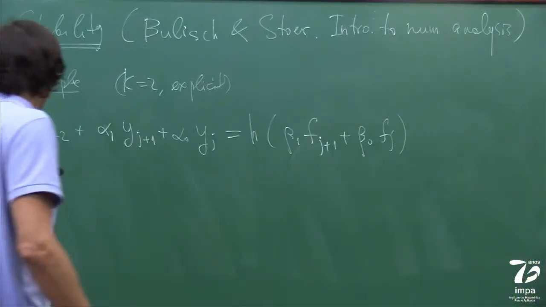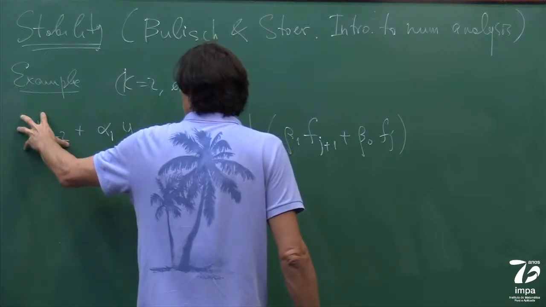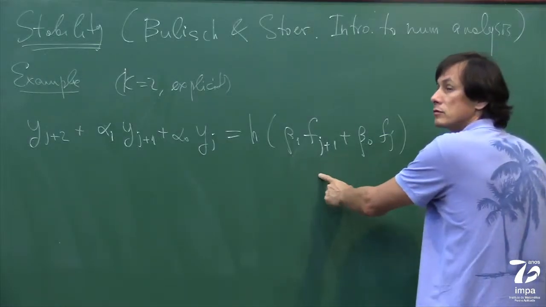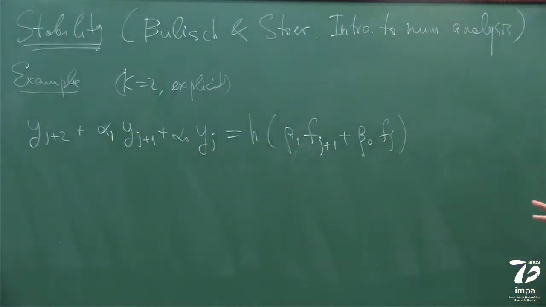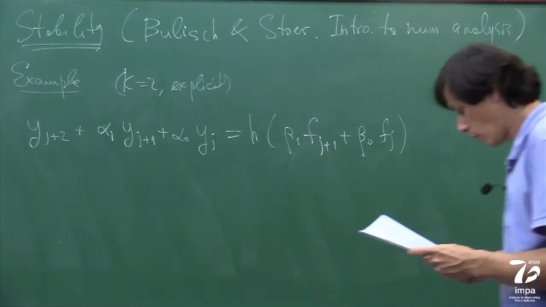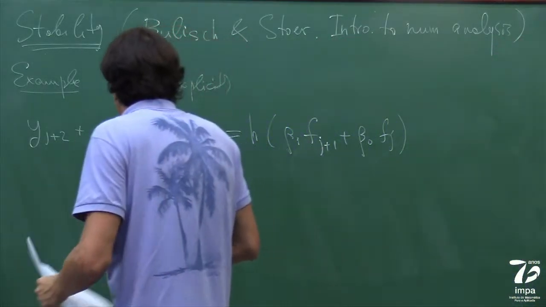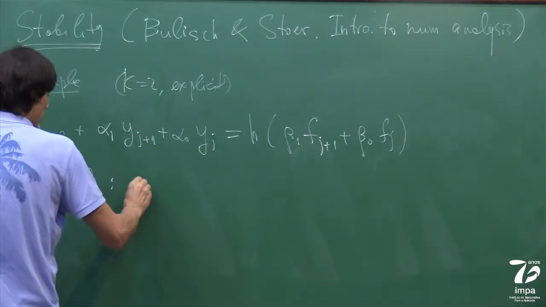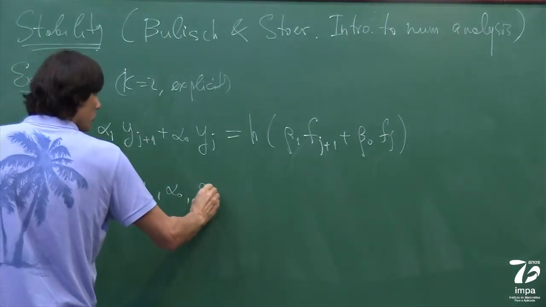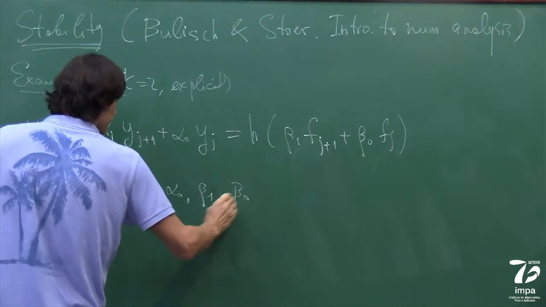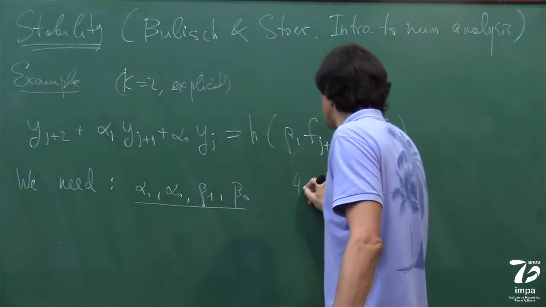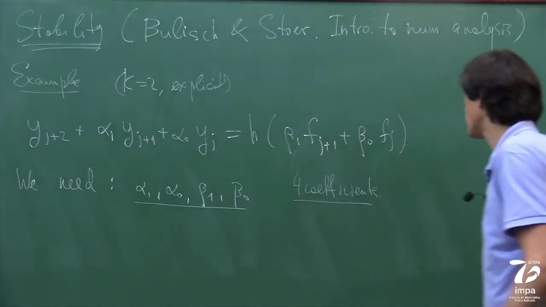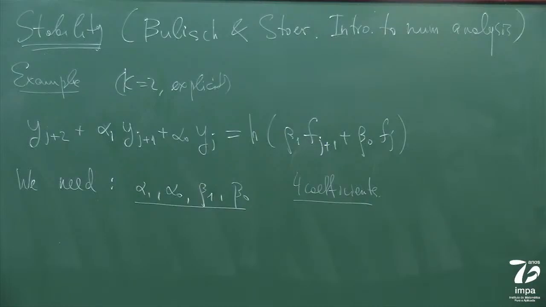So essentially, if you want to compute the new term, you already have this number, and already computed f's. So you just put it on the left-hand side to compute. It's a direct, simple computation. Okay, so we need coefficients, right? We need what? Alpha 1, alpha 0, beta 1, and beta 0. So 4 coefficients.